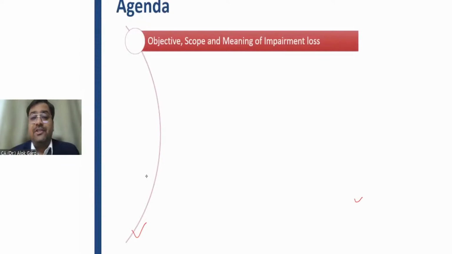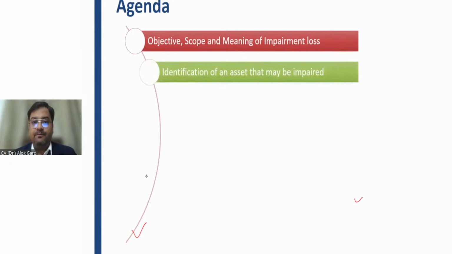Now let's come to the agenda, friends. As far as the agenda is concerned, we'll talk about the objective of this standard, which is a theoretical part, the scope of this standard, and the meaning of impairment loss. Then we will be talking about identification of an asset that may be impaired. Friends, please mind these words: identification of an asset that may be impaired.